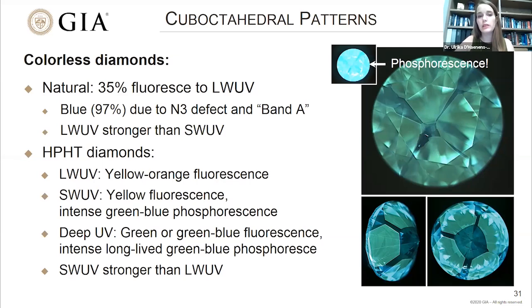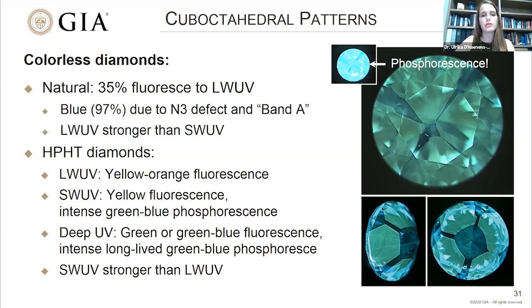The long wave UV is going to cause yellow-orange fluorescence. To short wave UV, you will also see yellow or yellow-orange fluorescence and intense green-blue phosphorescence. Now, this phosphorescence, as I mentioned before, is extremely rare in natural diamonds, so it's going to be something very good as an indicator, and we'll come back to that soon.